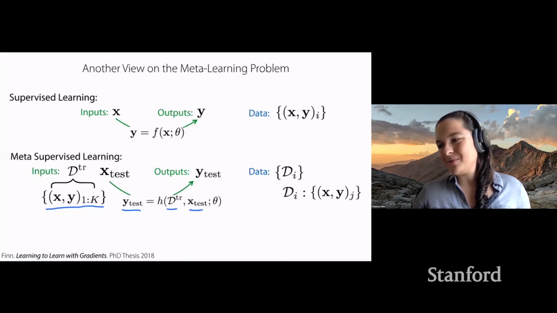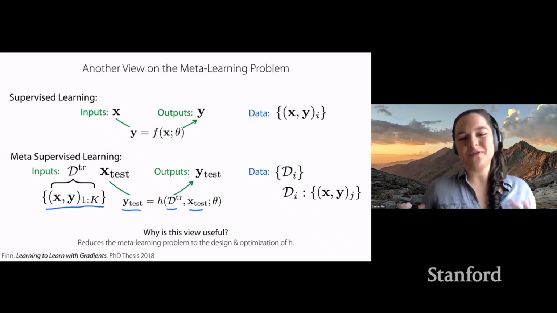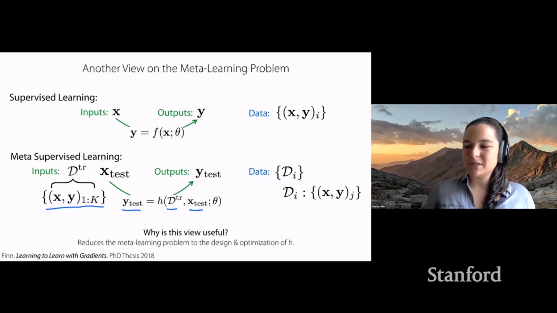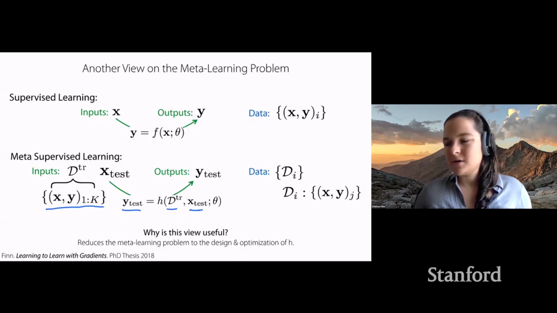Now, you might ask, well, we already talked about the meta-learning problem. Why is this useful? Why are you telling me this? This view is actually useful because in many ways it reduces the meta-learning problem to figuring out how we might want to design this function H and how we want to optimize this function H.